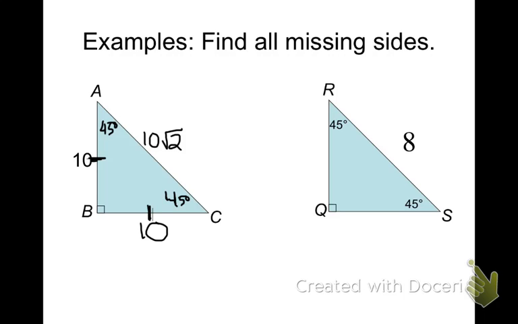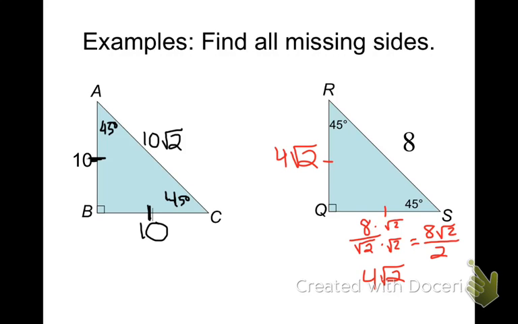Again, in triangle QRS, a 45, 45, 90 right triangle, the hypotenuse has a length of 8. The legs, which are congruent, are going to have a length of the hypotenuse divided by root 2. Well, if we rationalize the denominator, we multiply by root 2 over root 2. That ends up getting us 8 root 2 on the top divided by 2. Simplifying one more step, we have 4 root 2 for side QS and 4 root 2 for side RQ.